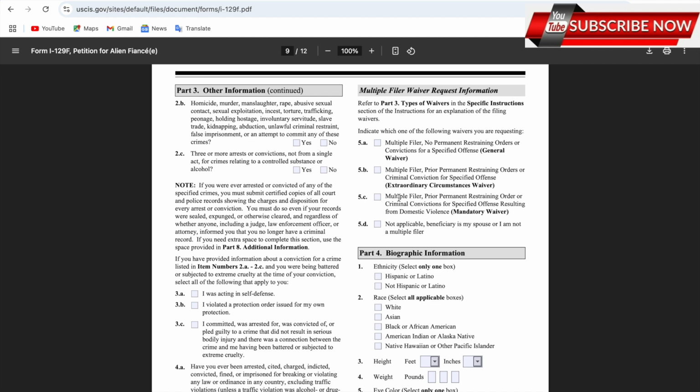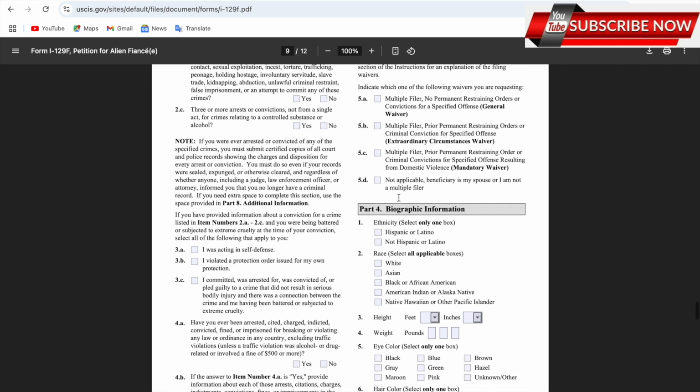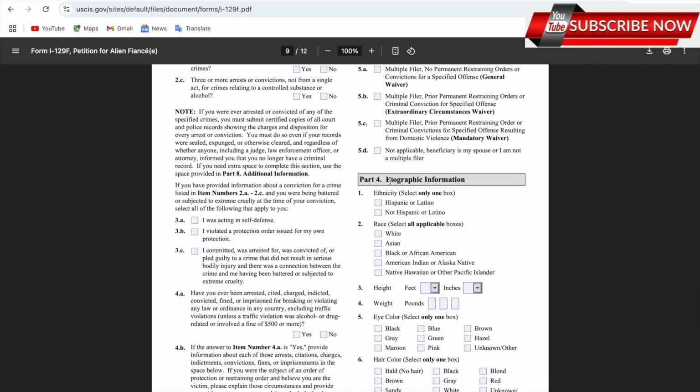If you're not requesting a waiver, you just leave it blank over here and go to Part 4. It says biographic information. So it will ask you about your ethnicity. So are you Hispanic or Latino? If no, you click on no. So your race: White, Asian, Black or African American, American Indian or Alaska Native. So whichever race you identify with, you click on that race.